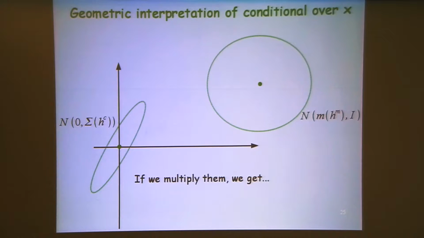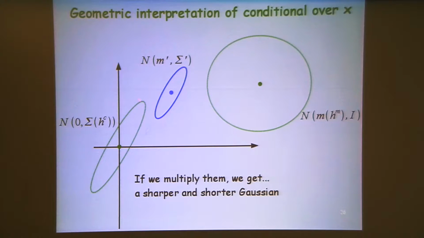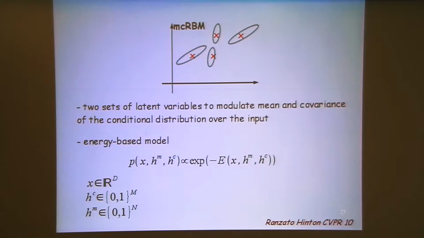So the geometric interpretation is the following. We do have a model that yields a conditional distribution that has 0 mean and a covariance that depends on some latent variables. And we have another model that produces a Gaussian that has a mean that depends on some other latent variables and has a spherical covariance. Now, if you multiply two Gaussians together, you still get a Gaussian. And you get a Gaussian with a mean that is some sort of interpolation between the two means, and the covariance that is related to this covariance matrix here, has the same eigenvectors. So that's the basic idea.